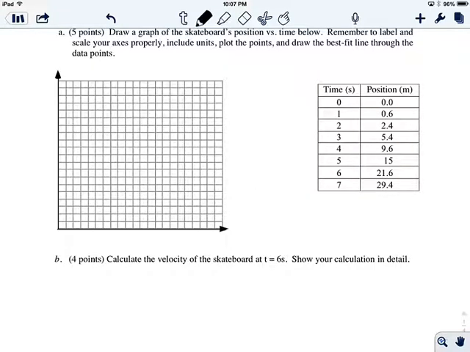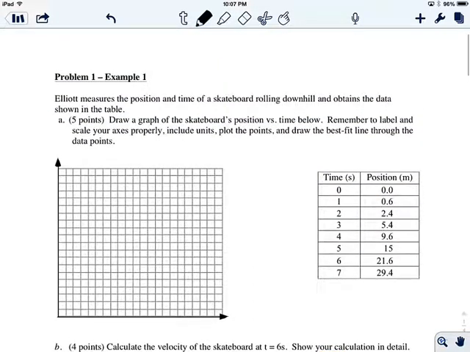Okay, so I'm going to do problem one, example one. I would encourage everybody to follow along with this. It's been a little while since we did this. This is back from the very beginning of the unit, so really pay attention to what we're doing. I'm going to talk loudly so hopefully you guys can hear me.